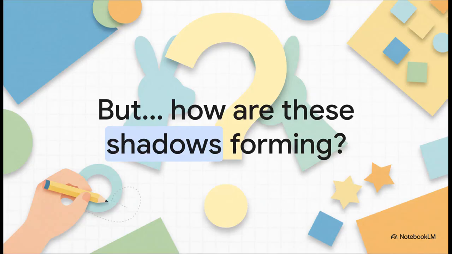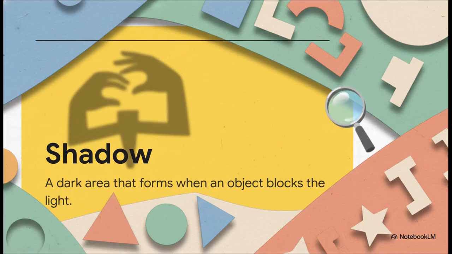But how are these shadows even forming? That's a great question. So, let's put on our detective hats and find out how this magic actually works. You know, it's really simple. A shadow? It's just a dark area that shows up when something gets in the way of the light. That's it. When you block the light, you make a shadow.